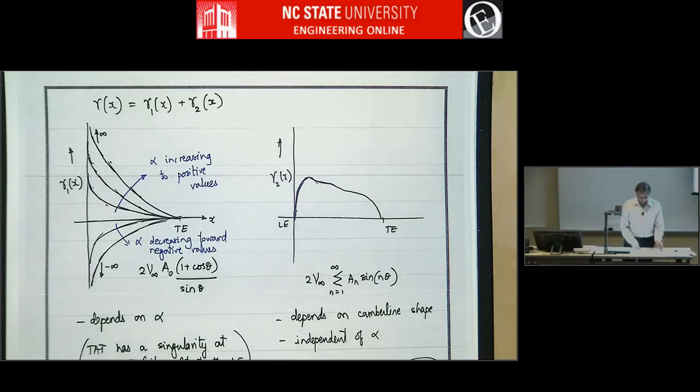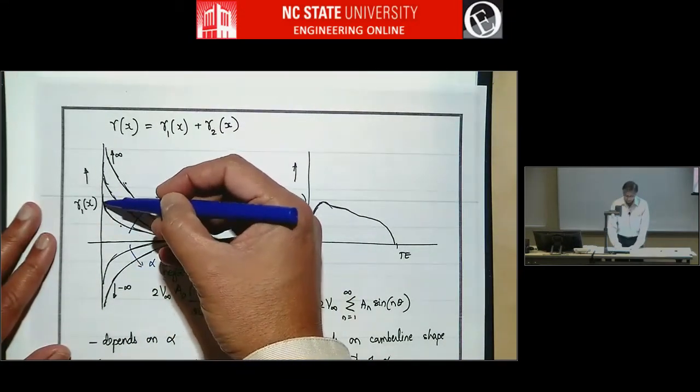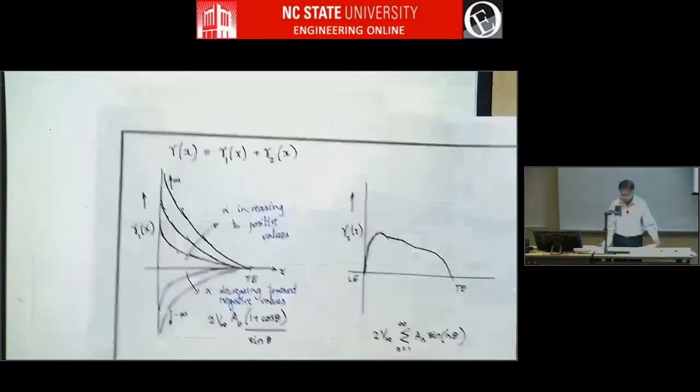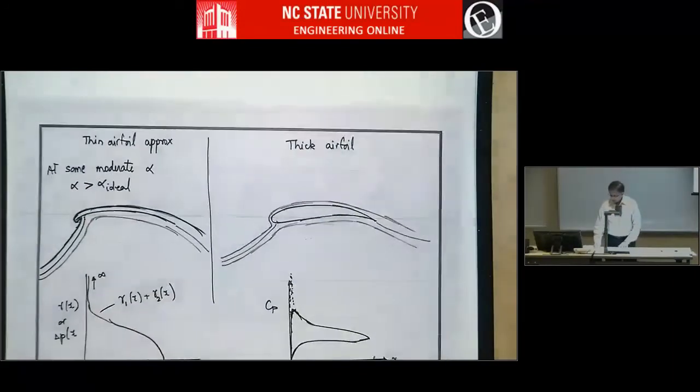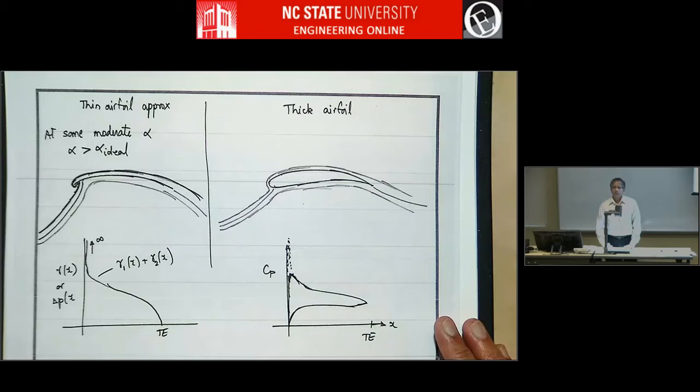So what does this mean? Especially, what does the singularity mean? Obviously, we can't have vortex sheet strength going to infinity in real airfoils. So what happens? What happens is that thin airfoil theory is an approximation, right?